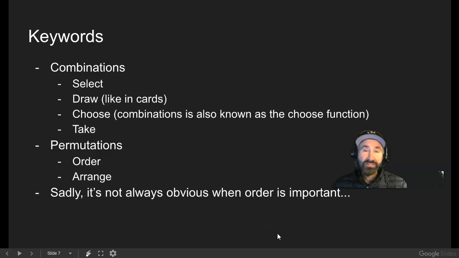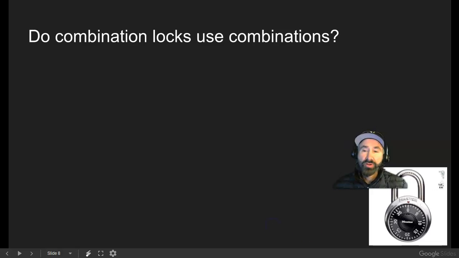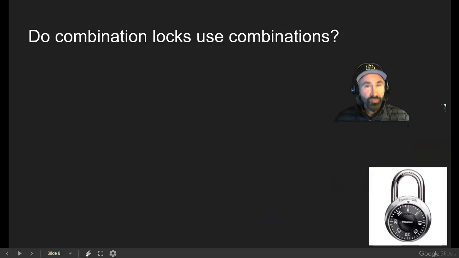Now, sadly, it is not always obvious when order is important. So I'd like to go through a couple of examples with you that can fool us. And I'm obviously not going through all examples, but I want to give you guys some idea of when the wording might fool us. So for example, do combination locks use combinations? Now, you folks have combination locks on your lockers at school. And maybe you used a padlock like this one to lock your bicycle or something else, maybe even another locker. Well, you'll notice that on this padlock there's a bunch of numbers.